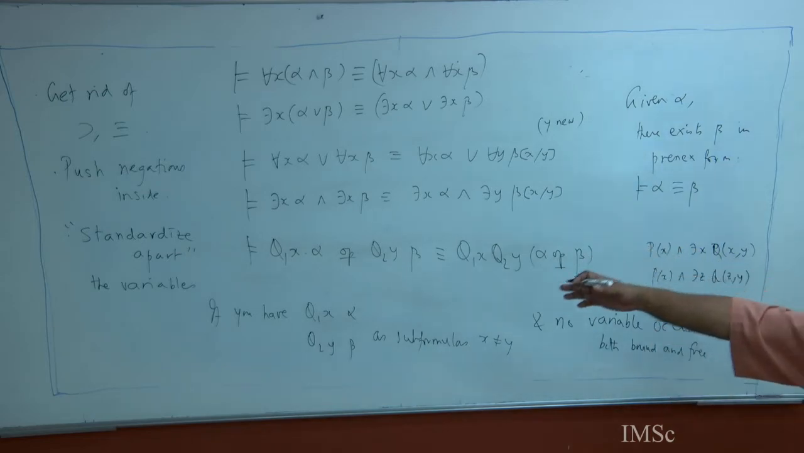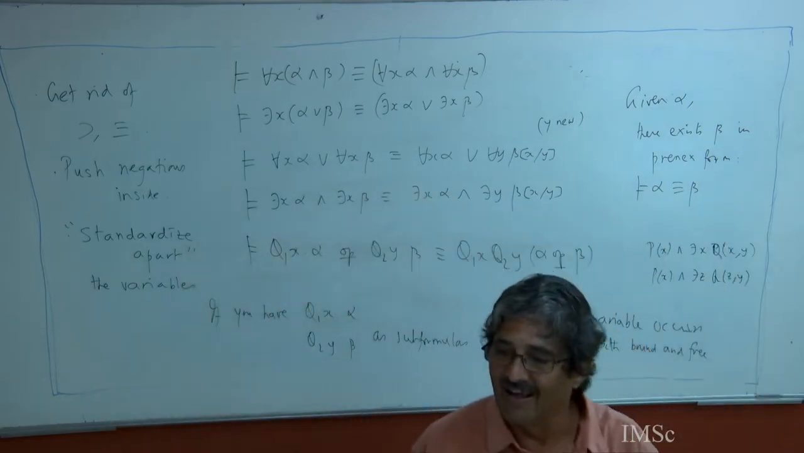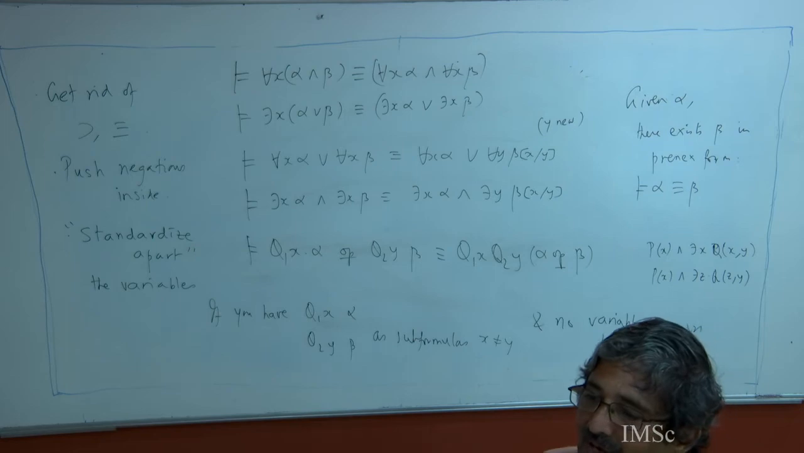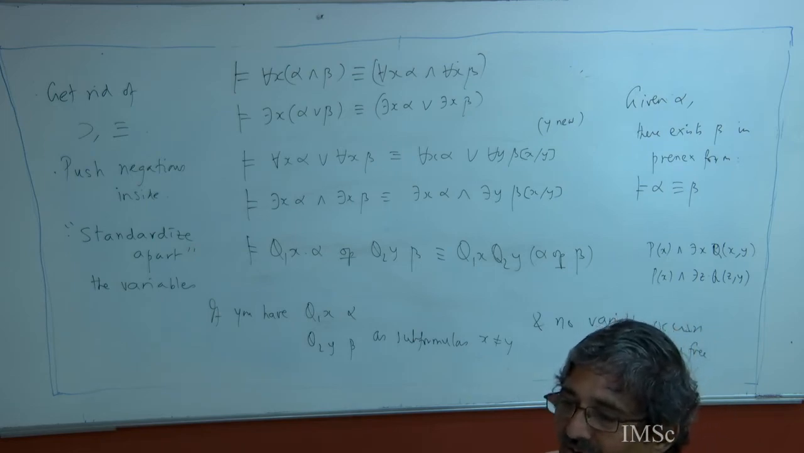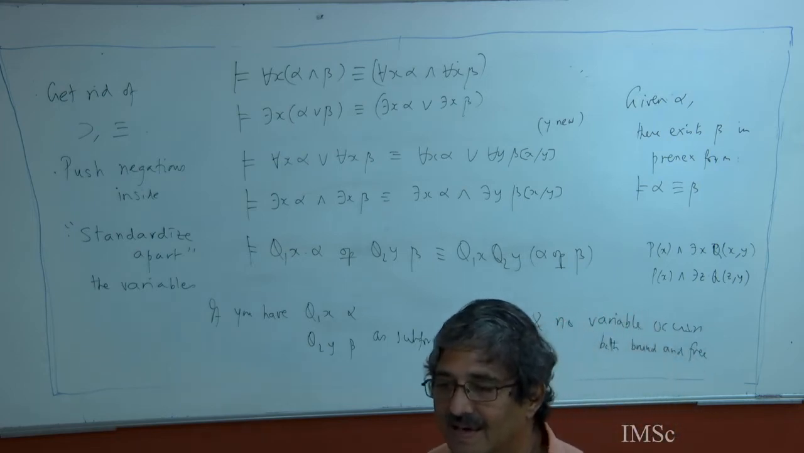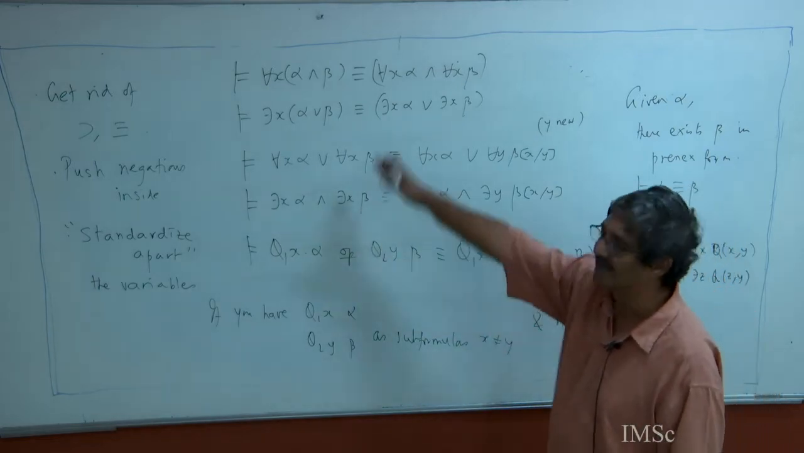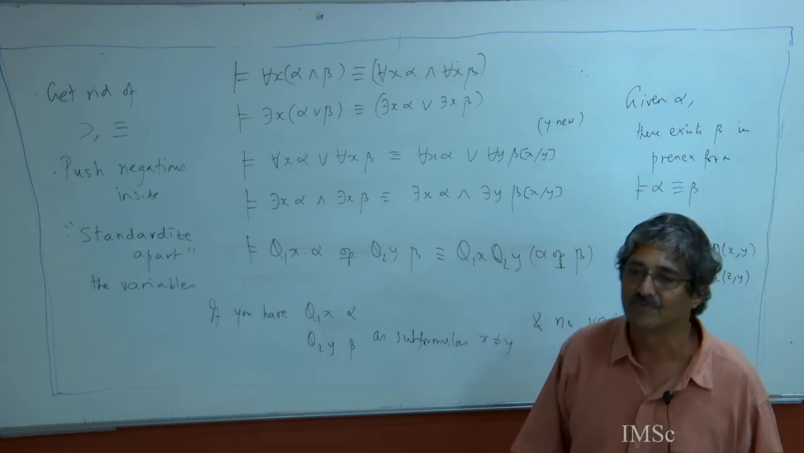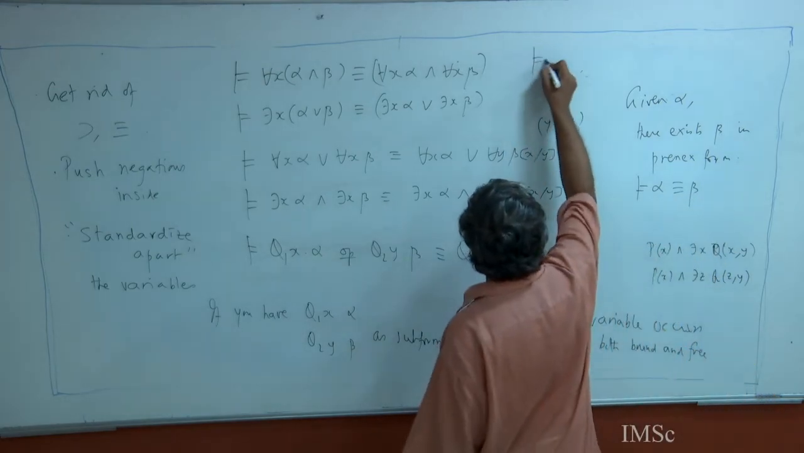Is it clear? You can always do this. You can always standardize apart the variables so that every quantifier occurring in the formula occurs exactly once. Every variable quantified, if there exists x appears, it appears only as there exists x in the entire formula. So you sit and rename all the variables, and after that you just apply these and you are through. And you know this alpha, this also is true.